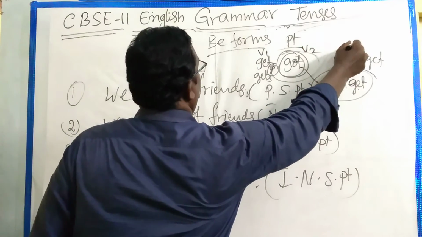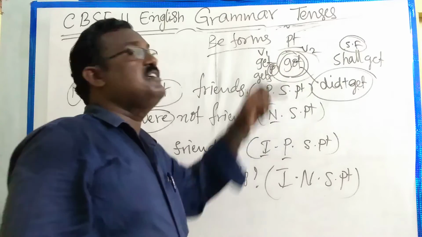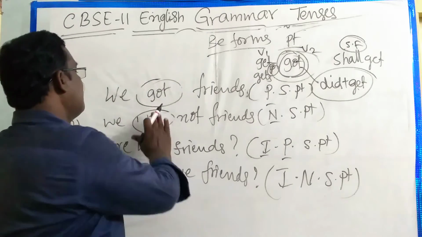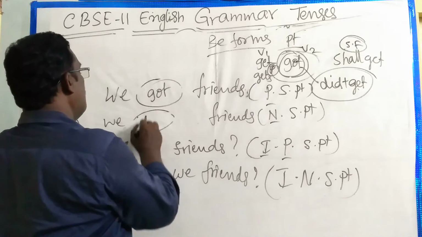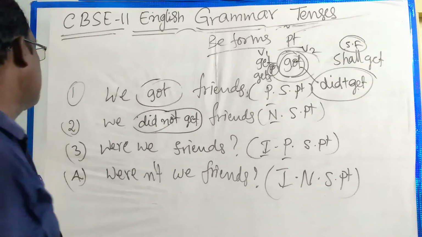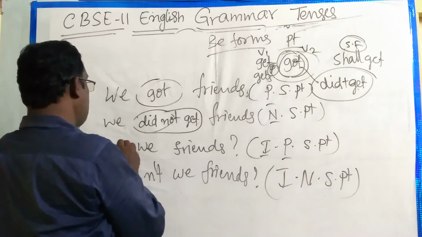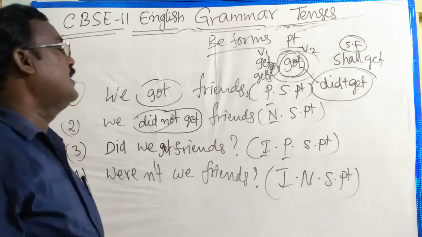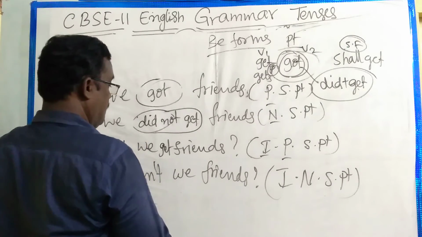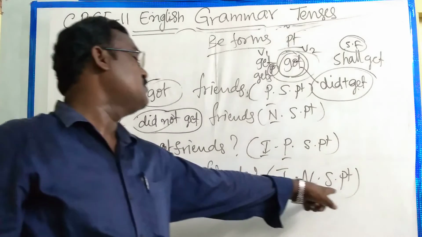This is a simple future, keep it aside. So past verb, first of all we have to divide did plus get, means did plus V1 plural verb, already told you, do, does, did plus V1 plural verb. So here, we did not get friends. This is the negative simple past tense. Interrogative sentence means did, we have to write first: did we get friends? Interrogative positive simple past tense. Here didn't we get friends? Interrogative negative simple past tense.